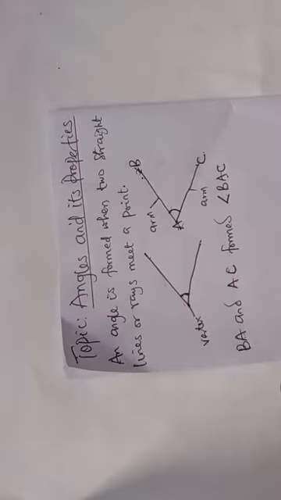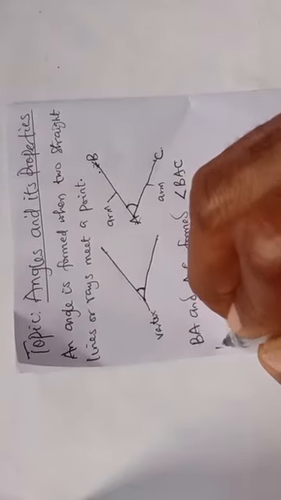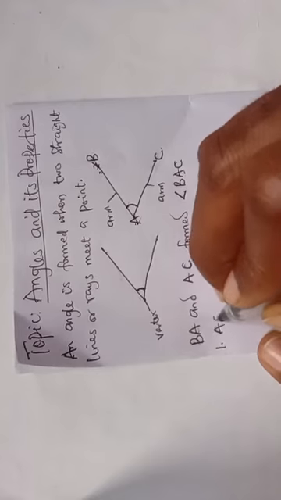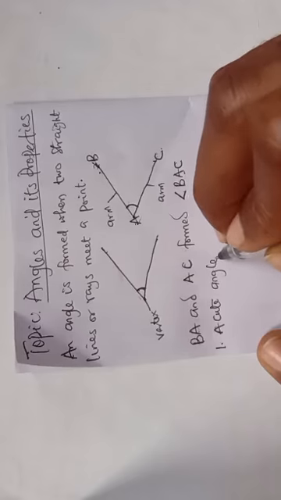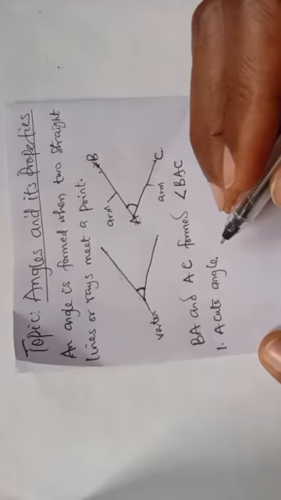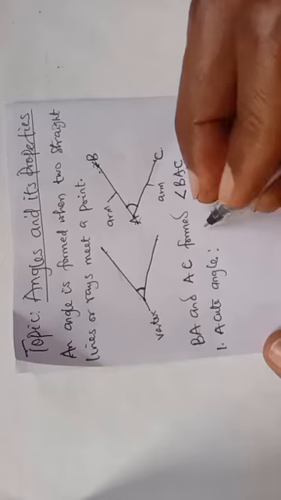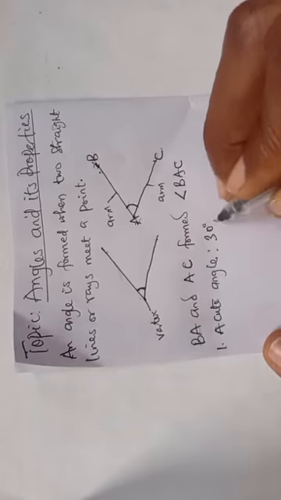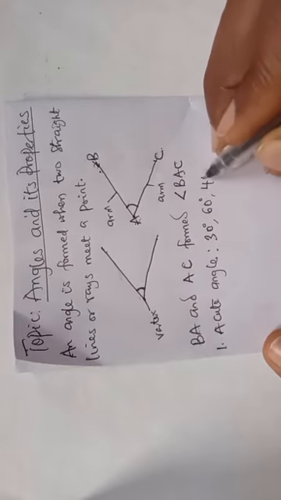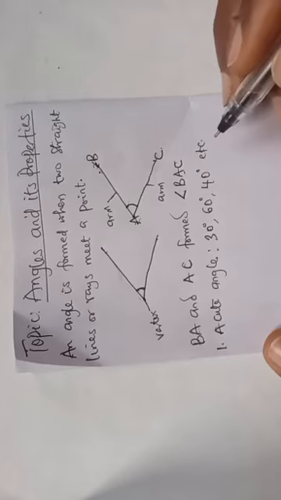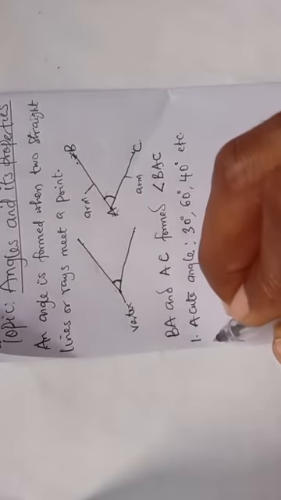All right. Now there are a few types of angles I'm going to be looking at. One we have is the acute angle. This is an angle that is less than 90 degrees. Examples could be 30 degrees, 60 degrees, let's say 40 degrees, and so on and so forth. Is that okay? Good.